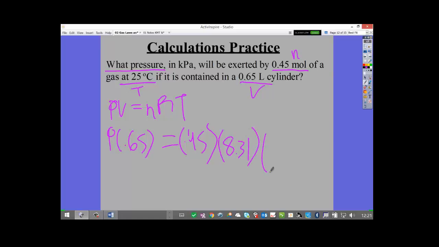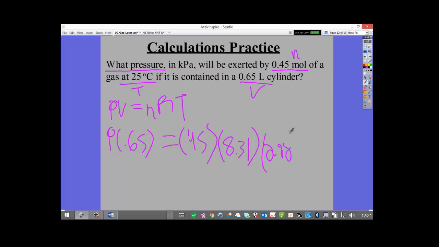The last one is my temperature, which is 25 C. You need to convert that to Kelvin. You're always dealing in Kelvin. Every question you do, you're gonna be doing Kelvin. So 25 plus 273, what is it? 298.